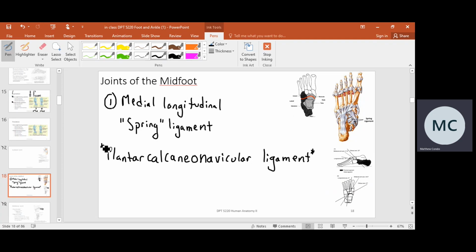Now, this is where I can go back to my comfort zone of says what it is and is what it says. Because my plantar calcaneal navicular ligament is going to be my ligament that's located in the plantar aspect of the foot. And it's going to attach my calcaneus to my navicular.